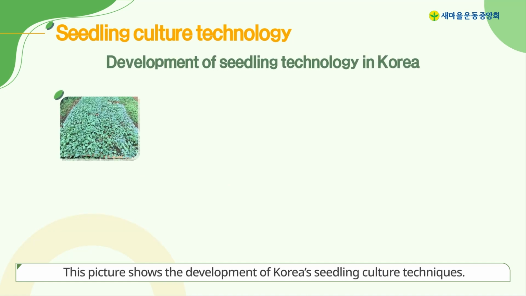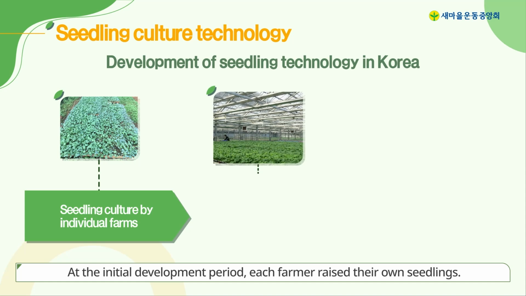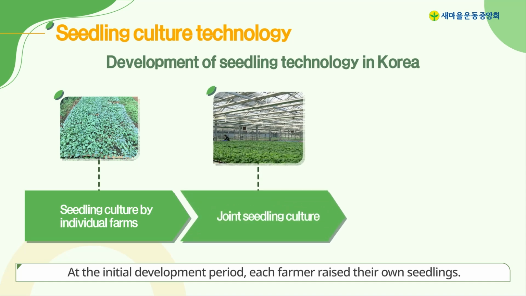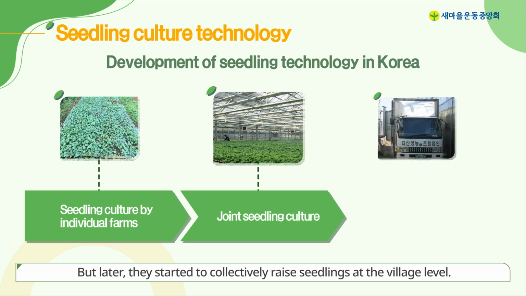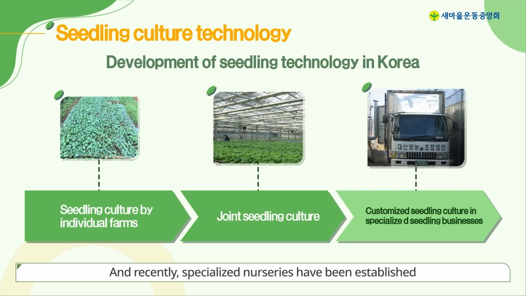This picture shows the development of Korea's seedling culture techniques. At the initial development period, each farmer raised their own seedlings. But later, they started to collectively raise seedlings at the village level. And recently, specialized nurseries have been established that allow farmers to order seedlings and the nurseries grow and deliver them.